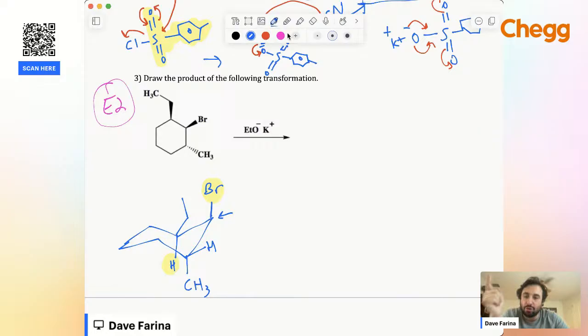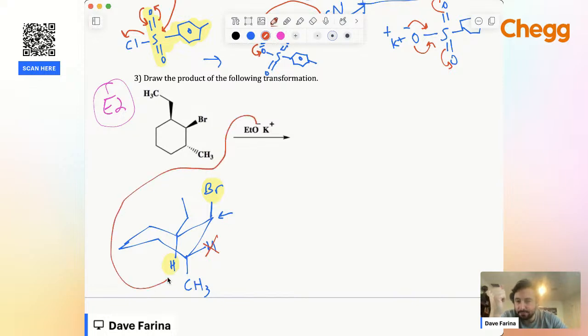And so the reason that we had to draw the chair was to realize that this proton is not going to work. That proton is not available for beta elimination because it is not axial and it is not anti to the leaving group. So we are not going to get this proton. There's only one proton available for beta elimination, and it's going to be this one. So let's go ahead and get that proton, and then these electrons will form the pi bond and then kick off the leaving group.